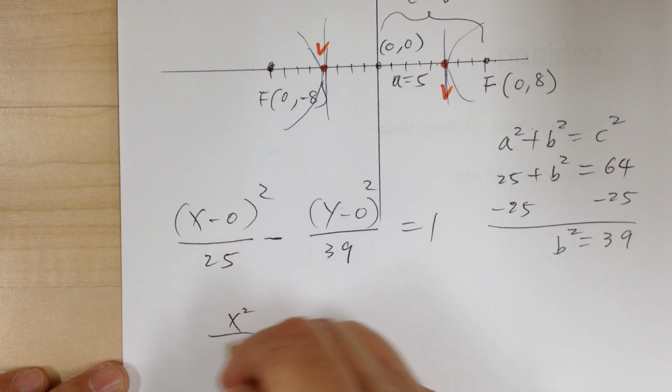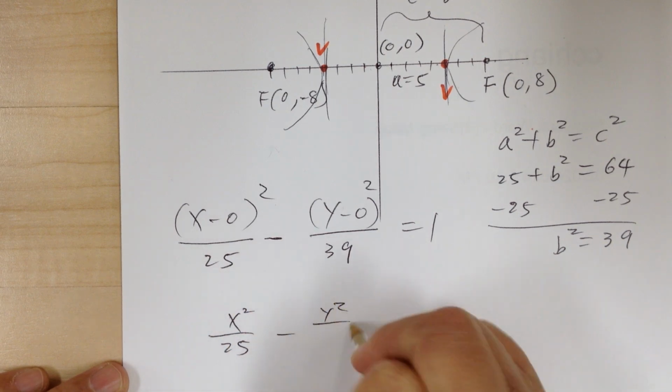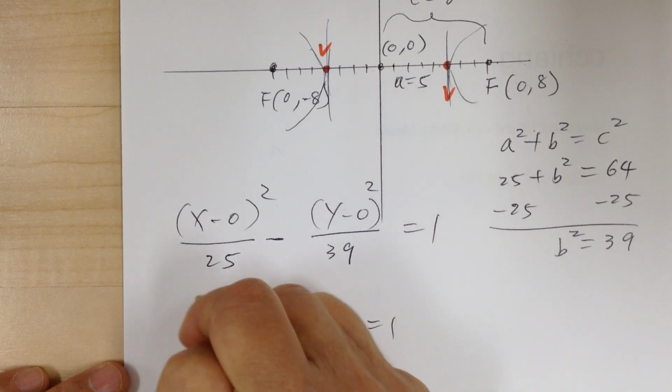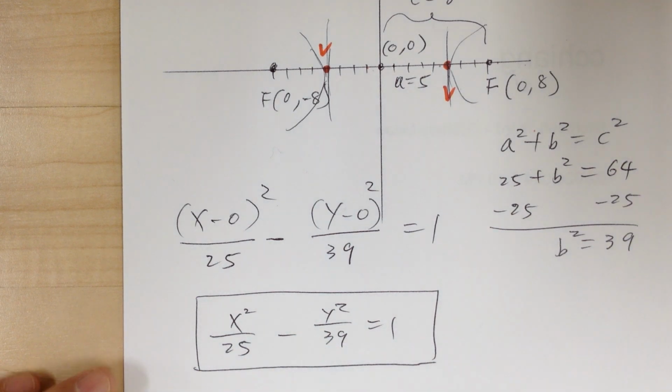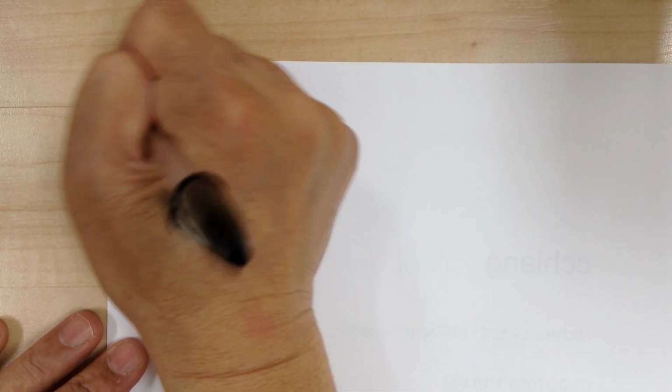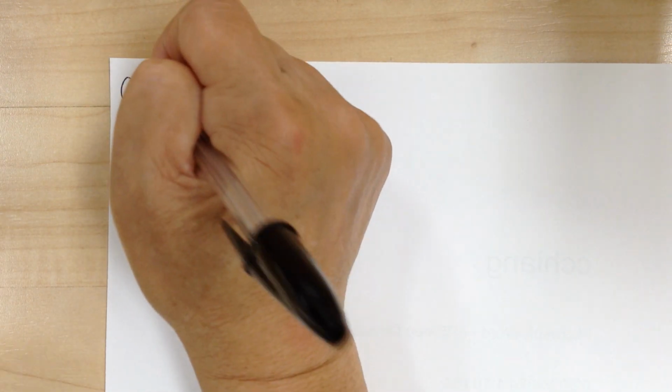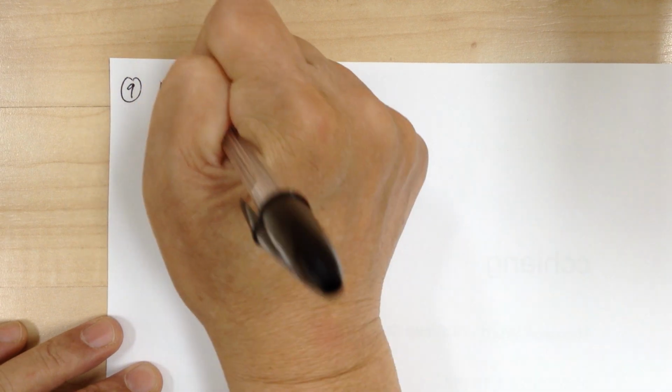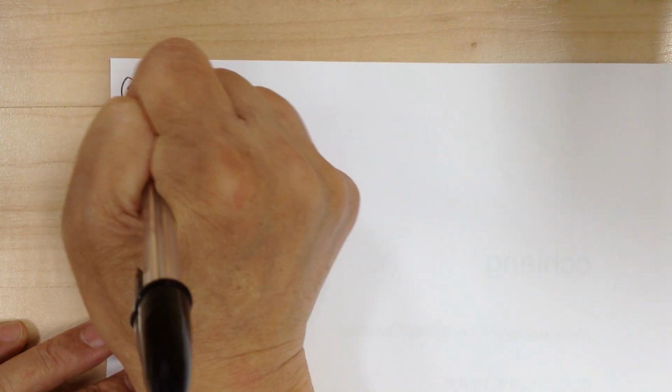So you got x squared over 25 minus y squared over 39 equal to 1. Okay, let's go to the next one. Okay, number 9 on the list. Let's go to page 441, and let's do number 12.